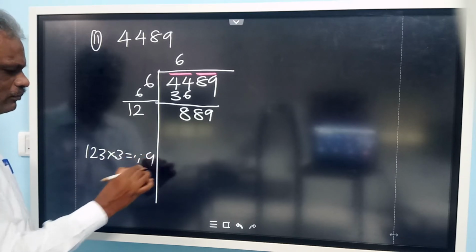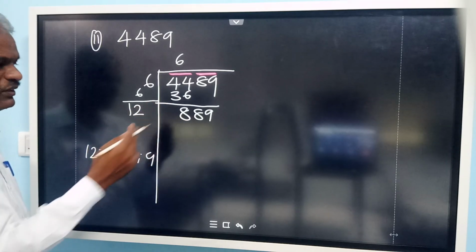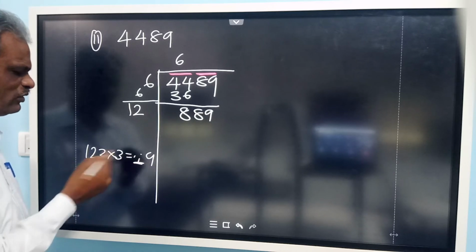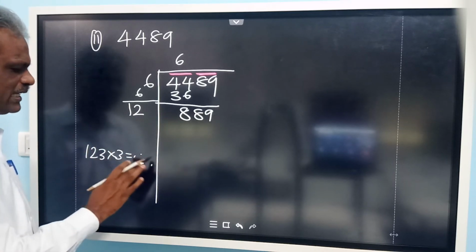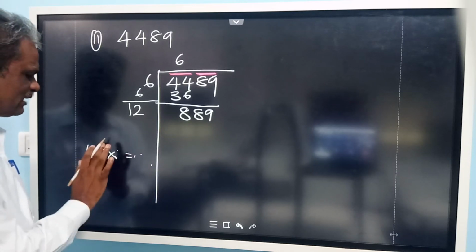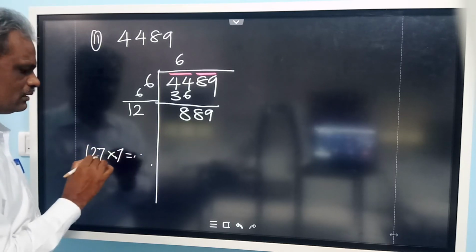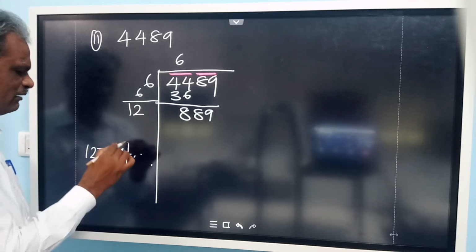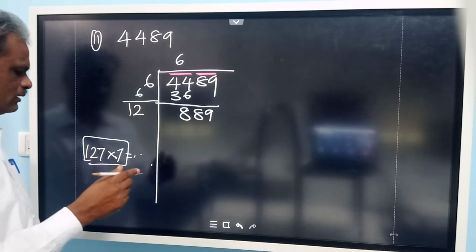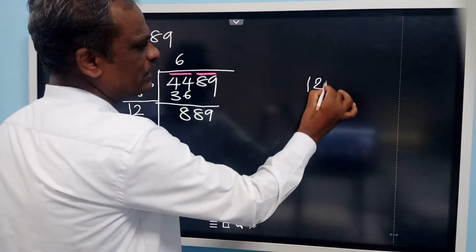Last digit 9. But it is very near, a smaller number compared to 889 when you multiply this one. 123 3s are nearly 300 something will come. Then another number you will get by multiplying it by 7. 7 7s are 49. 9 will come as the last digit. So this is a way of guessing the nearest number. 127 into 7.